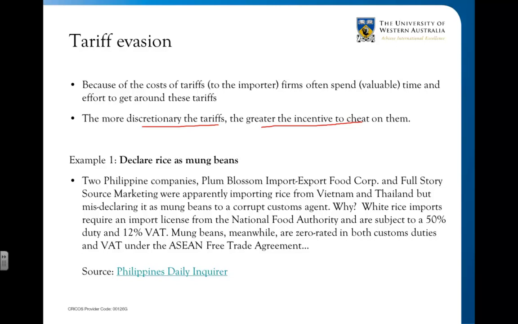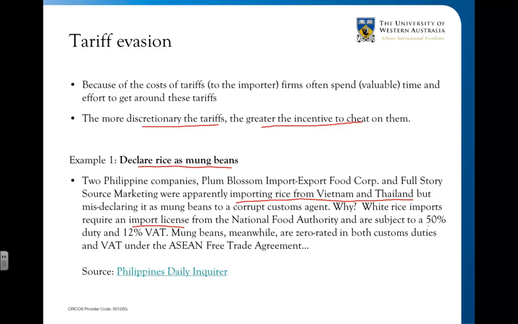These are trivial examples, but these sorts of things happen a lot around the world, and typically just reflect a desire by the company exporting into the domestic economy to avoid the tariff. So the first one is declare rice as mung beans. Two Philippine companies, the Plum Blossom Import-Export and the Full Story Source Marketing companies, were apparently importing rice from Vietnam and Thailand. But the thing was, of course, that rice imports required a license, which is a type of trade barrier, but is what we call a non-tariff barrier.